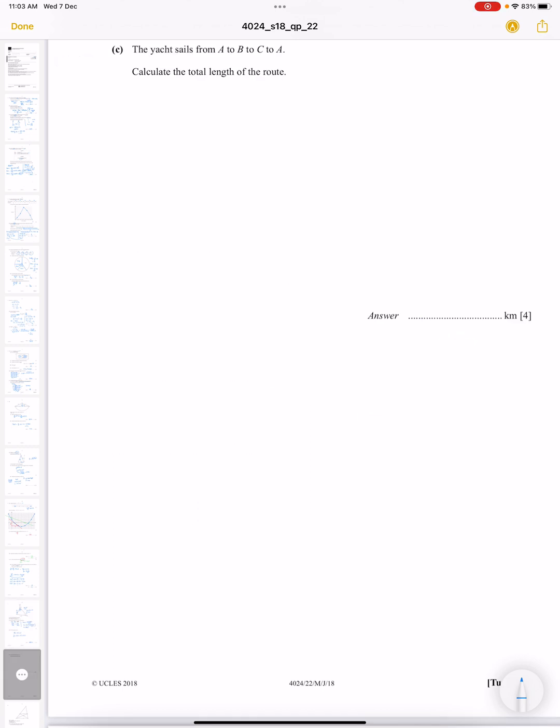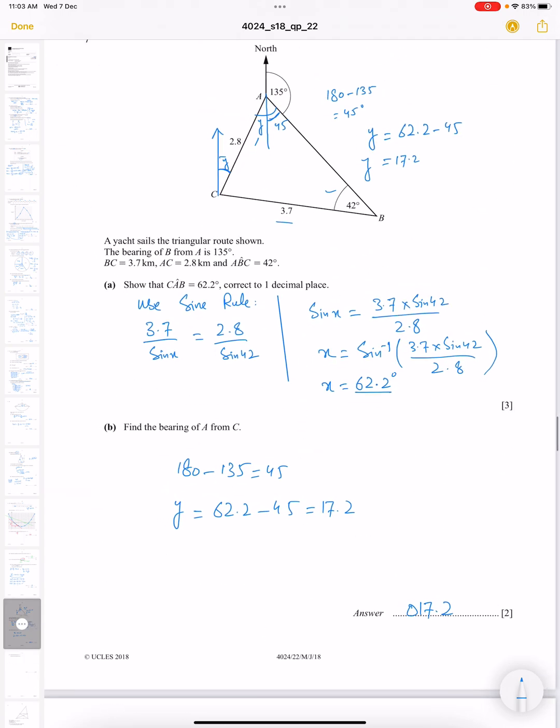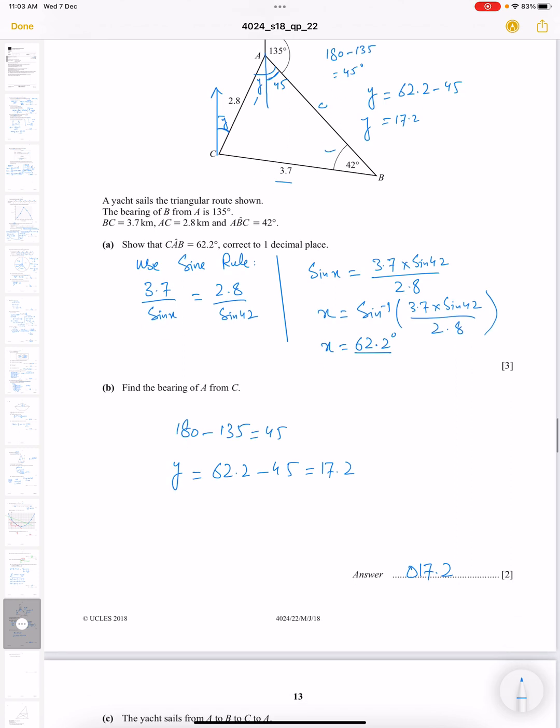C part: the yard sails from A to B to C to A, meaning the whole triangular track. Calculate the total length of the route. In order to find that, we just have to sum up all the lengths, but we don't know this length yet. This can be easily found by sine rule or cosine rule, because we know almost all of the values. This angle can be easily found by subtracting 42 and 62.2 from 180, so it is 75.8. This angle is 75.8.